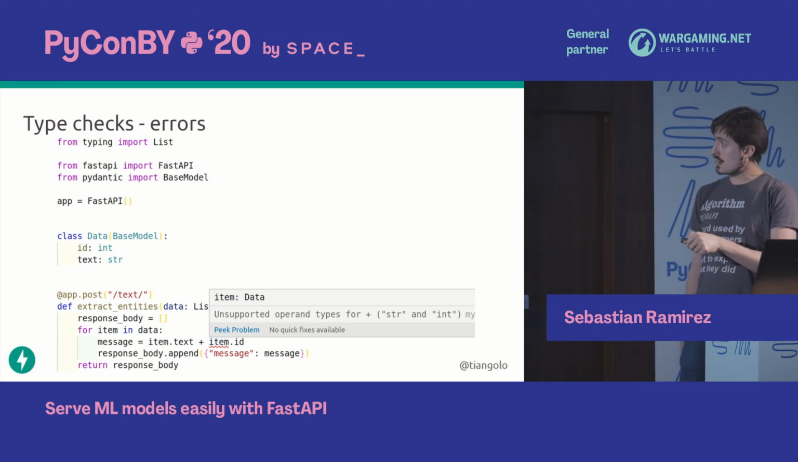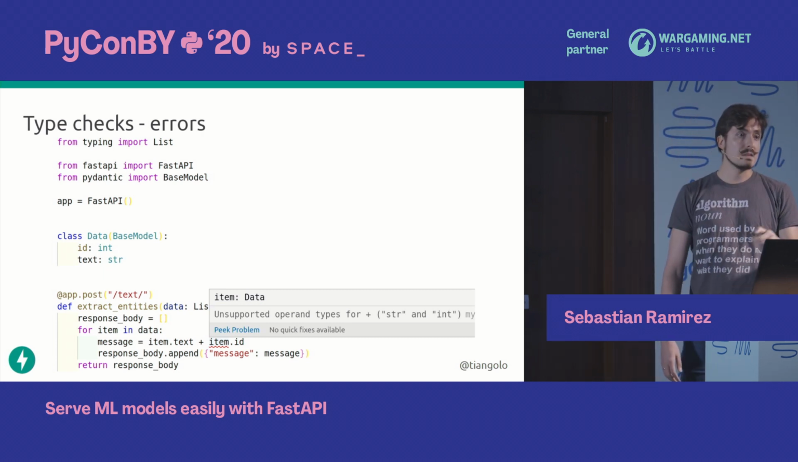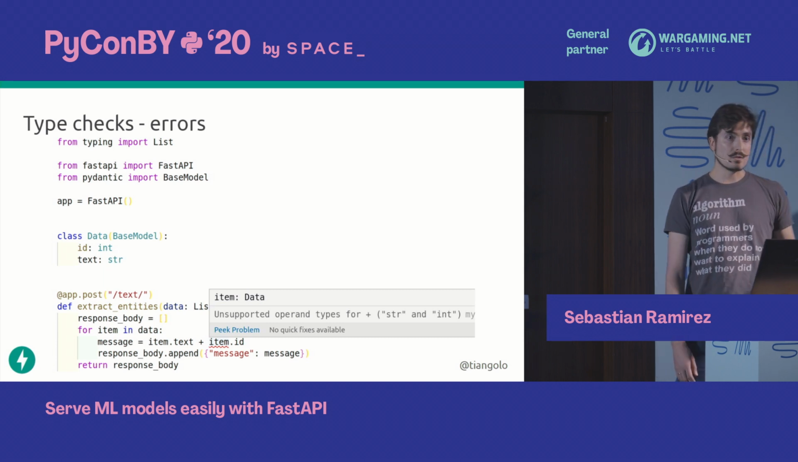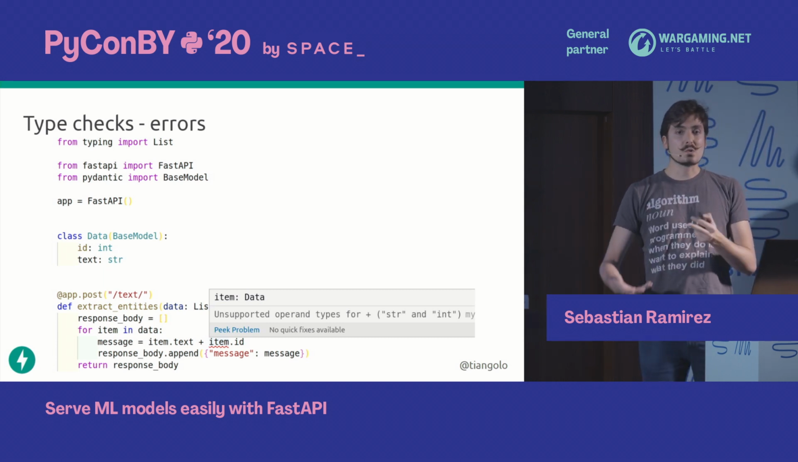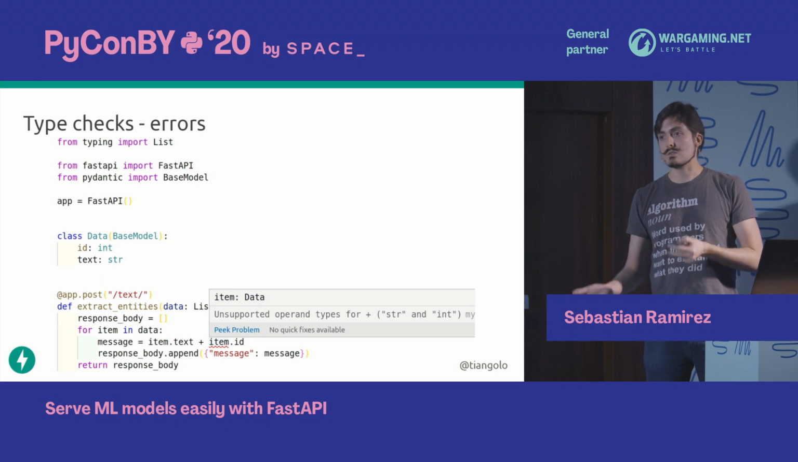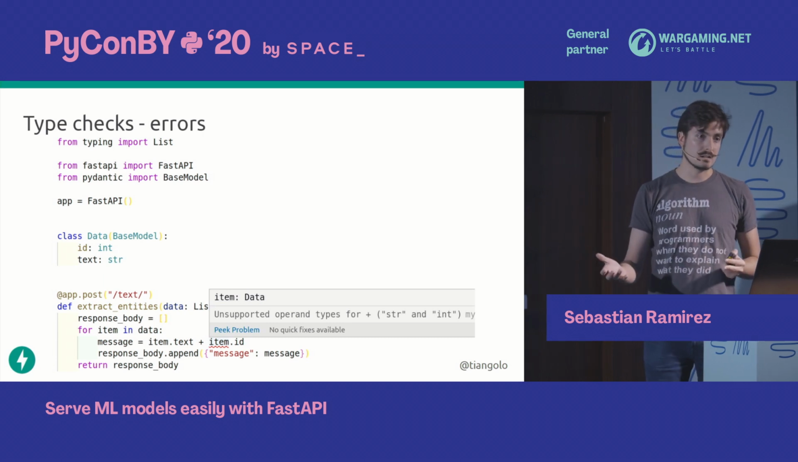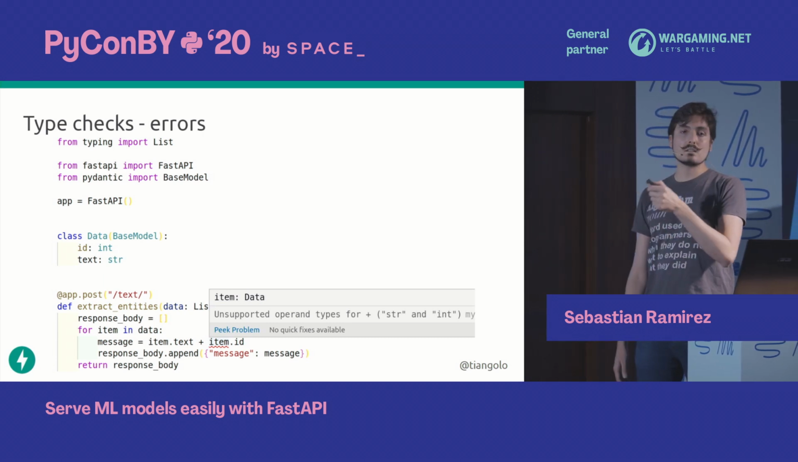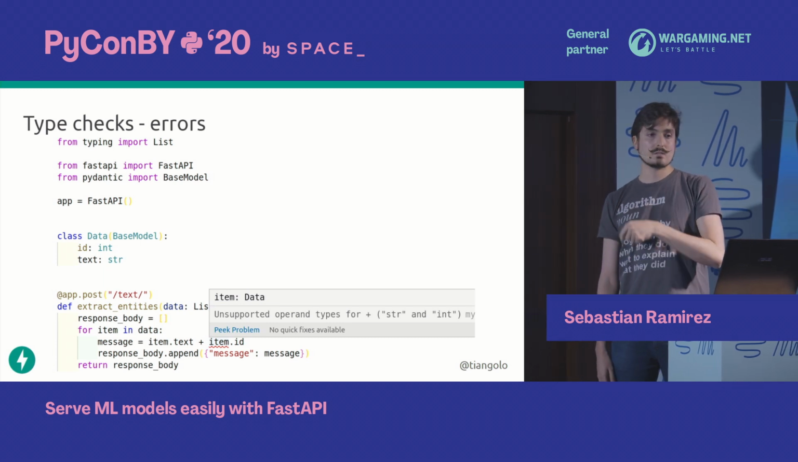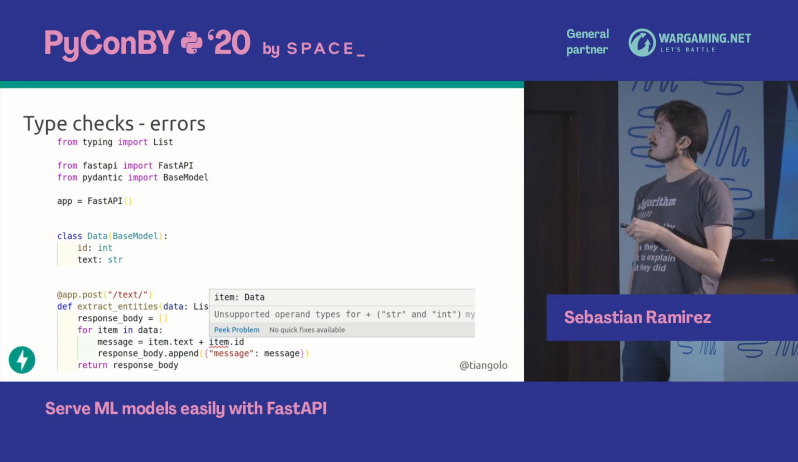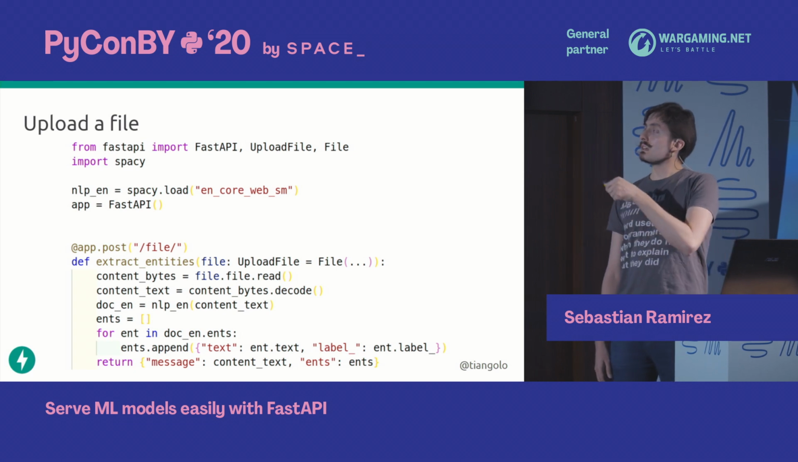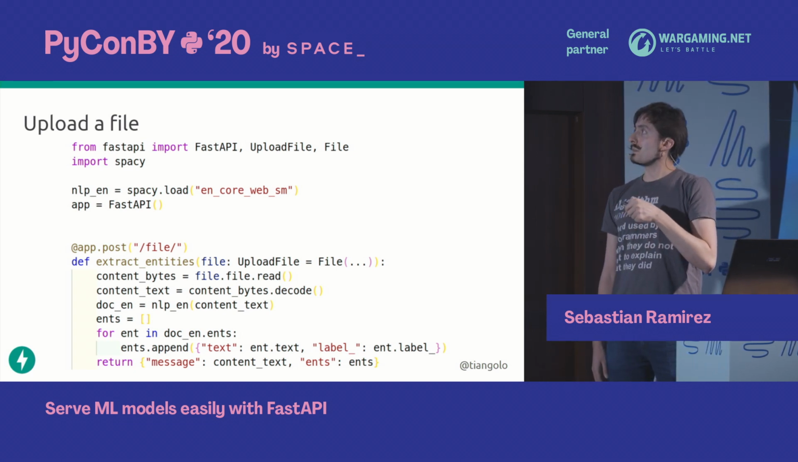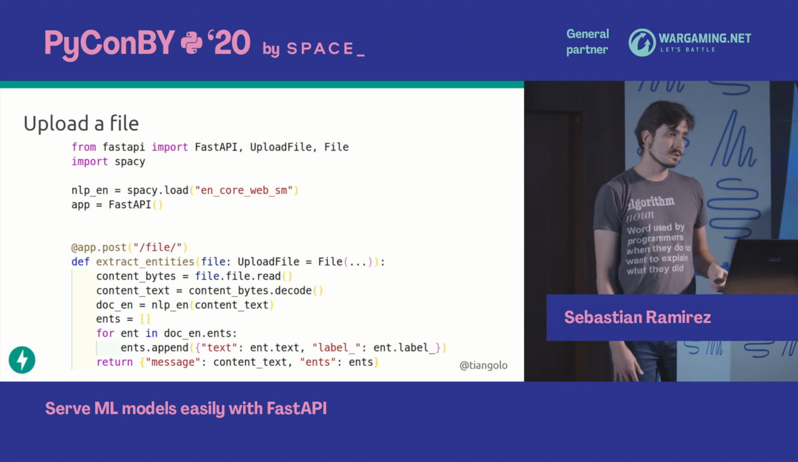So you get these errors automatically in your editor before having to run your code, before even realizing that there could be a bug in production. You can realize you could have these types of bugs early while developing. And again, it has all the tools that you would expect from a normal framework.